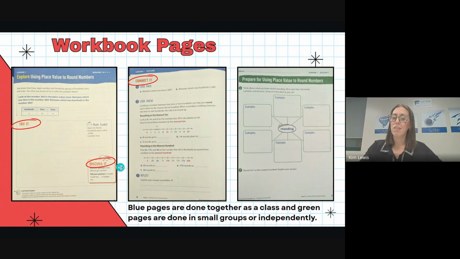Some parents don't ever see the workbook pages because they are done at school typically. But if you're ever curious about it or want to see what the students have done, they can be ripped out of the workbook and sent home. We just don't like to send the entire workbook home because then they won't have it the next day. Some things get lost in translation or transition between home and school. So we don't send the workbook home, but we could send pages if you wanted to request that.